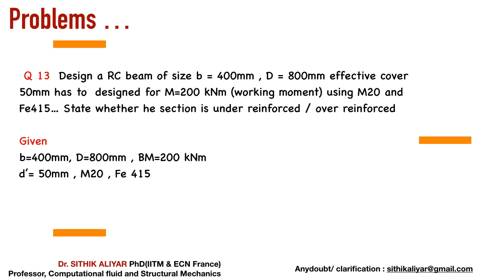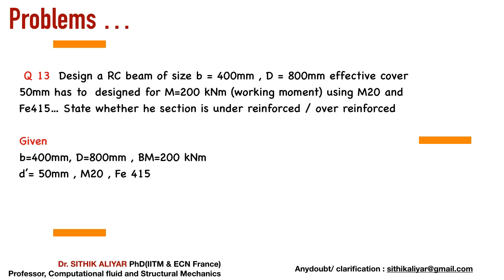So it is always better to write the given data. Clearly they have given b, D and the bending moment. The beam has to resist 200 kilonewton meter, which is quite a large bending moment for a residential building. That's why they have given a depth of 800 mm. I'm telling you based on practical experience, 200 is a very big number. Maybe this is for some other purpose, a commercial building or a very lengthy beam. M20 and Fe415 are given.